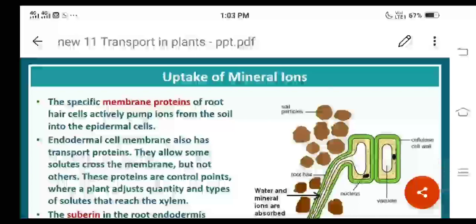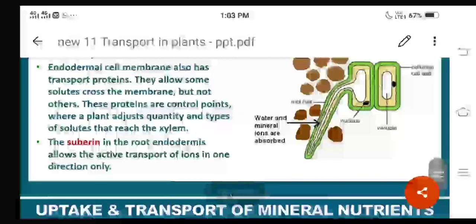Okay, and one more important point here. In case of endodermal cells, what will be present? The suberin deposition will be present. In the previous class, what we discussed, it is nothing but the Casparian bands or Casparian thickenings. And here the suberin in the root endodermis allows the active transport of ions in one direction only. Remember, the suberin in the root endodermis allows active transport of the ions in one direction only, not in both the directions, right?